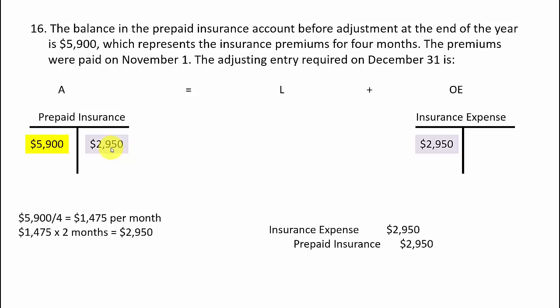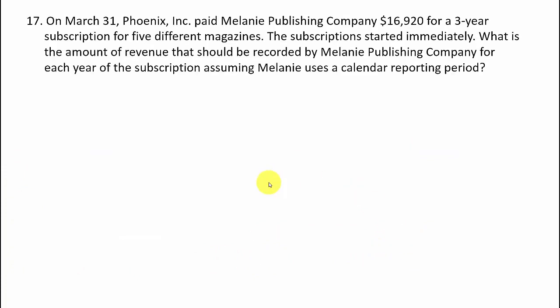Here it is in a journal form. Insurance expense is debited $2,950. Credit prepaid insurance $2,950, and that takes care of this one. And now number 17.